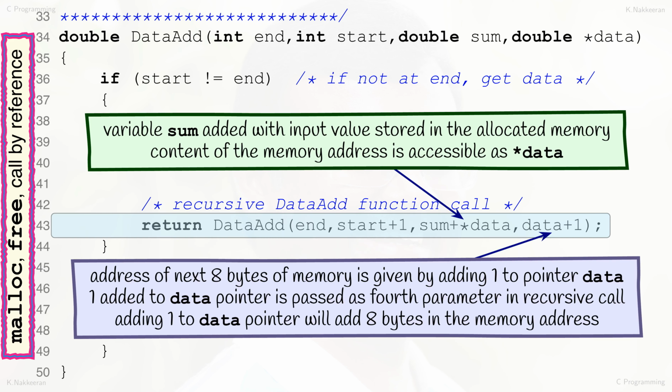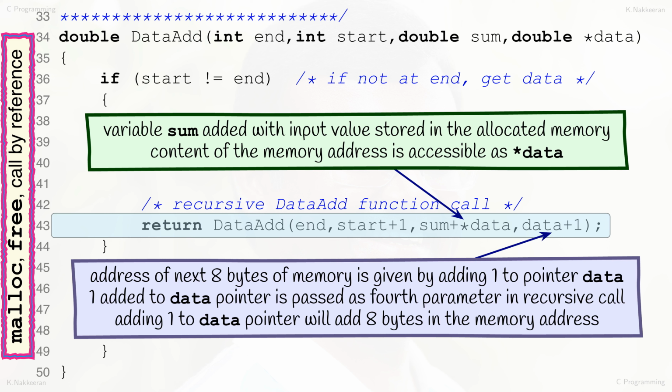In the line 43 recursive call of the data_add function, 2 changes are done with the passed on parameters. First one is related to adding the input value to the variable sum. As the stored input value is accessible through the contents of the pointer, variable sum is added with asterisk data, which is the content of the data pointer memory address. Second change is passing on the reference as the fourth parameter in the recursive call.